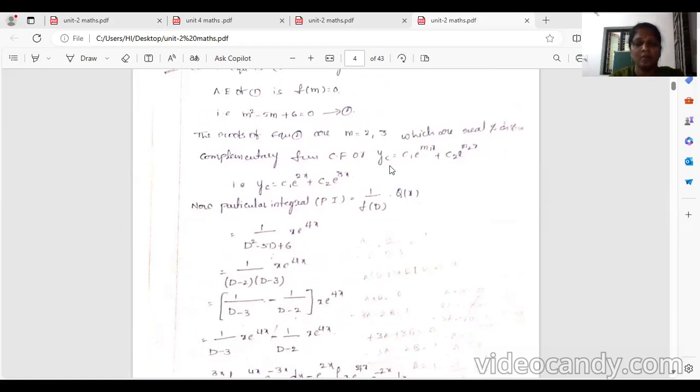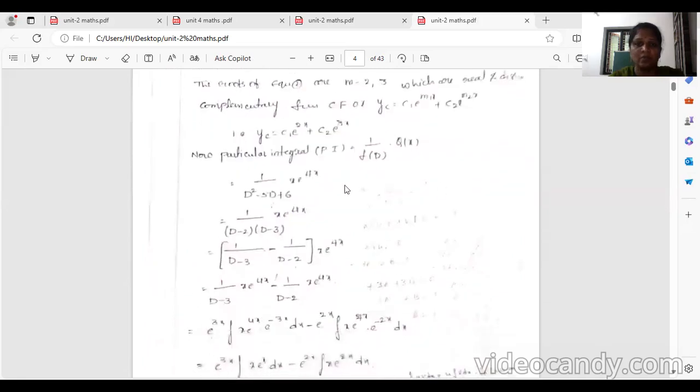So the complementary solution yc equals c1 e power first root m1 x plus c2 e power second root m2 x. Here the first root is 2 and the second root is 3. So yc equals c1 e power 2x plus c2 e power 3x.